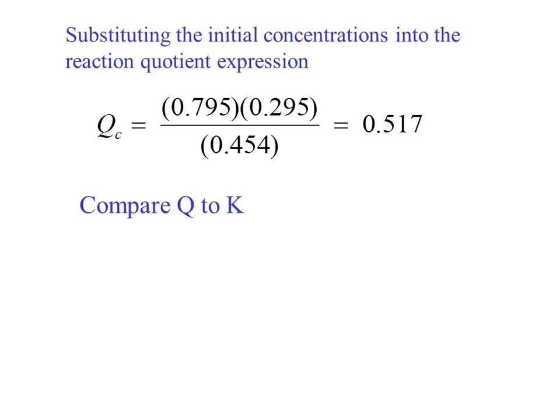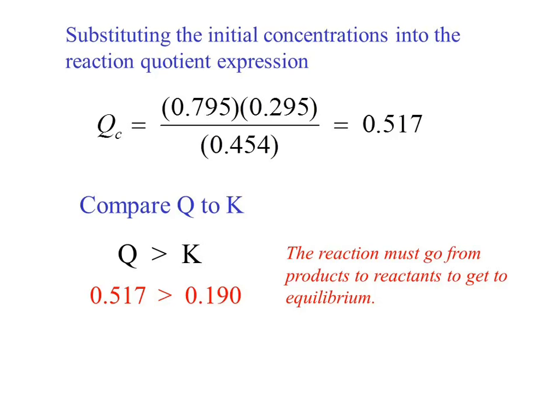Of course, the Qc, 0.517, is greater than the Kc, 0.190. So if it's too big, what's in the top needs to get less. And what's in the top are the products. So this is a case where it needs to go from products back to reactants. Let's go ahead and knock out our ice chart. Your products are going to have a negative change, and your reactants are going to have a positive change. How did you know that? This step alone. So here's what your ice table looks like.